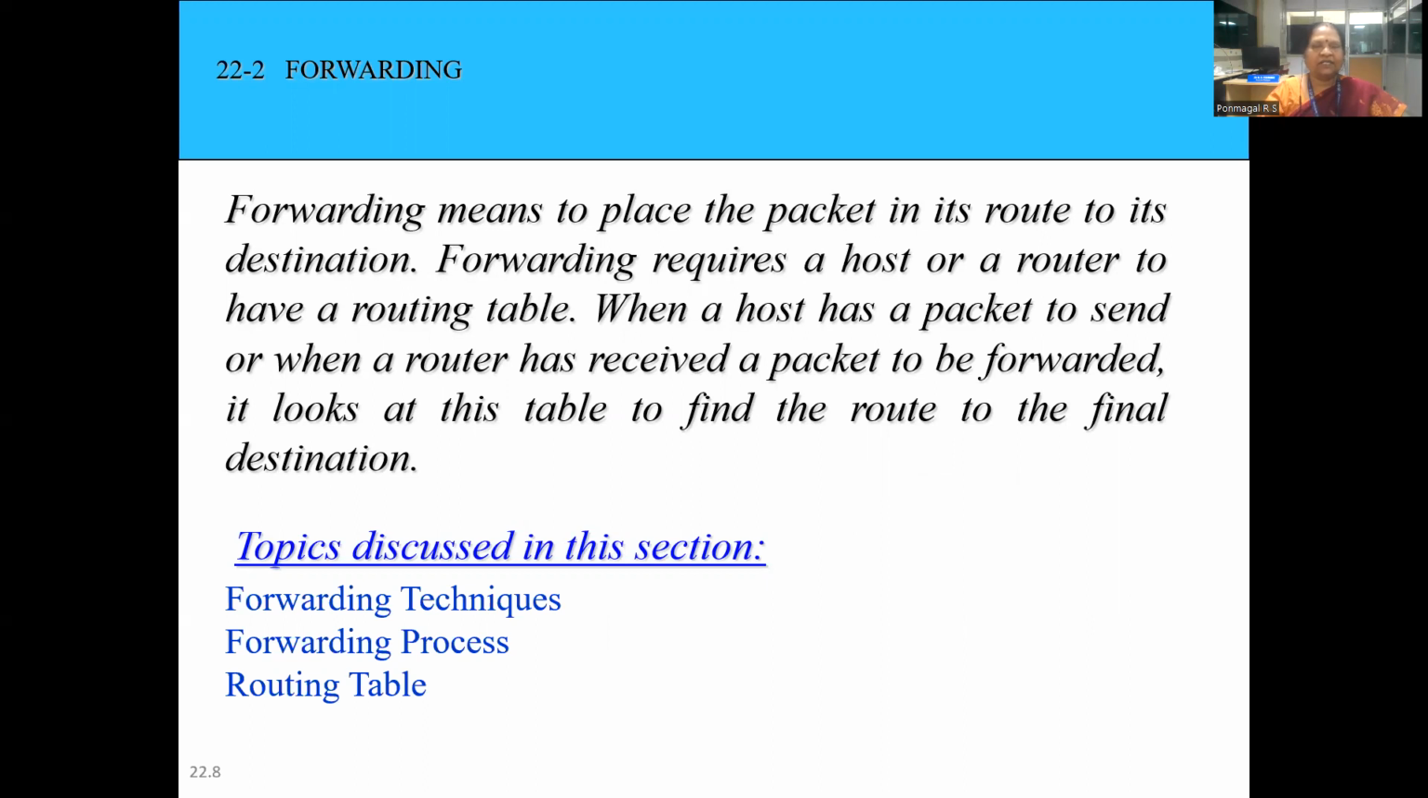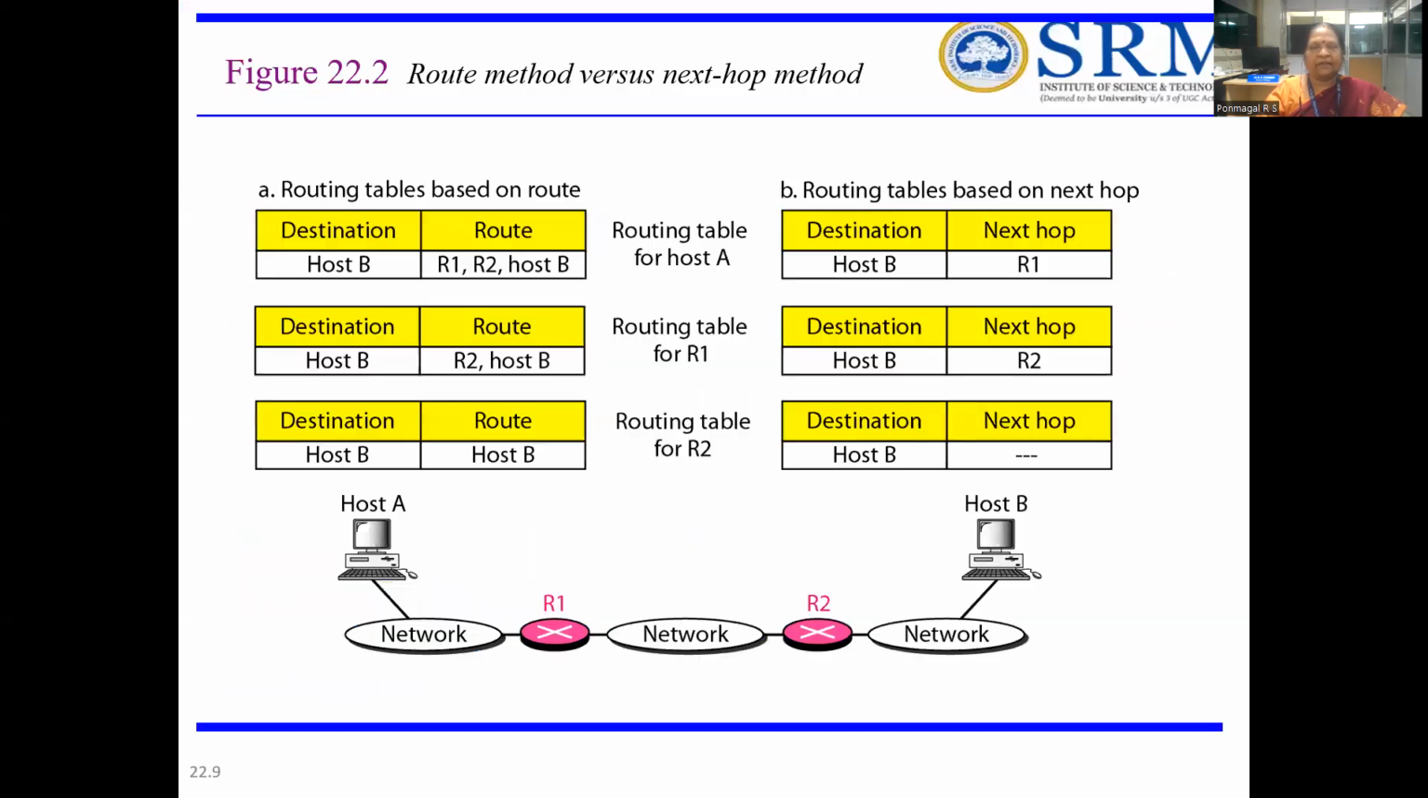In real time, whenever we go on a highway, we stop at the toll gate. At the toll gate, our car number and everything is processed and then we are forwarded out. This may be the example we can give. So the routing table in the host and the routing table in the router will have the details of the forwarding process. Now we shall see the forwarding techniques and forwarding process.